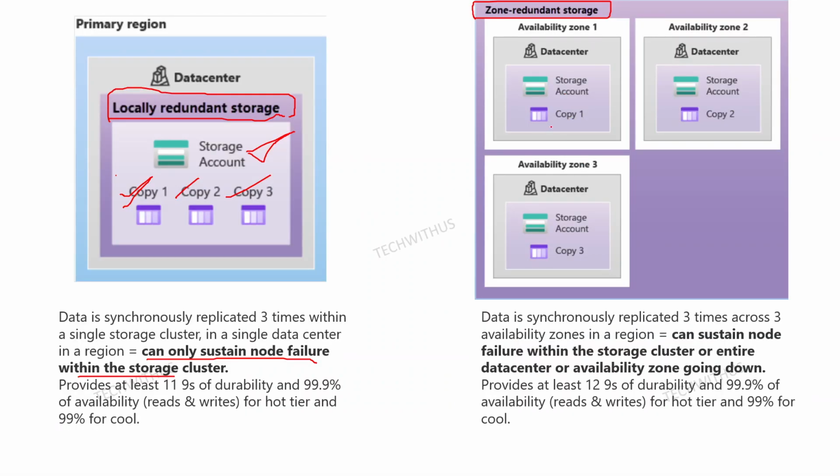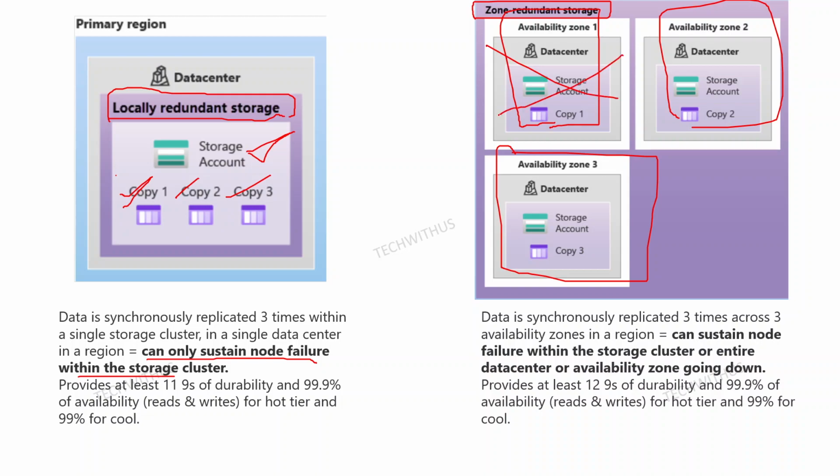When you upload a copy, one copy will be stored in one availability zone data center, the second copy in another availability zone data center, and the third copy in the third availability zone data center. If one availability zone is down, it will get the data from the other. If that one is also down, it will get the data from the other. So zone redundant storage will sustain node failure within the storage cluster, or the entire data center or availability zone going down. It will sustain the two things.